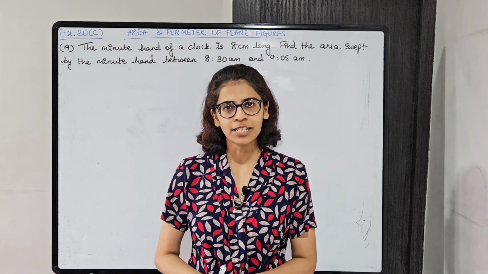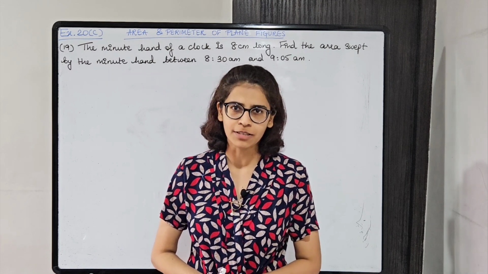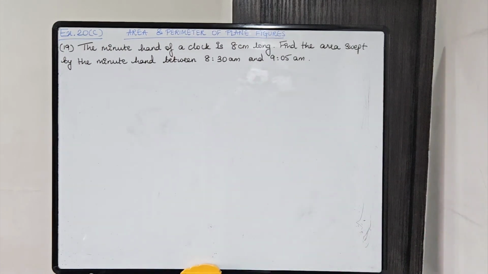In this video, we'll continue solving exercise 20C from chapter Area and Perimeter of Plane Figures. So starting with question number 19. The minute hand of a clock is 8 cm long. Find the area swept by the minute hand between 8:30 am and 9:05 am.